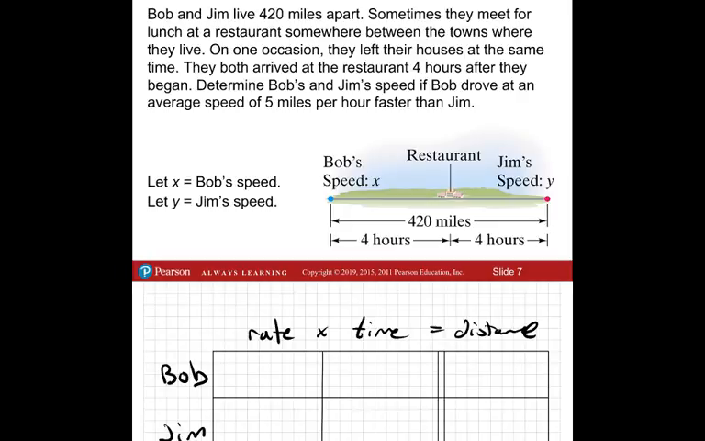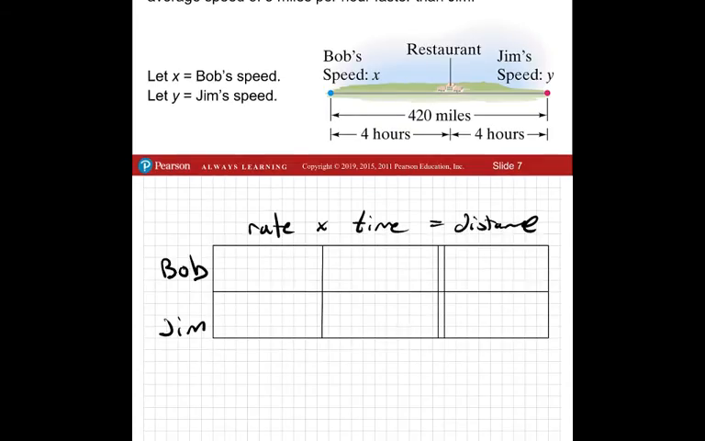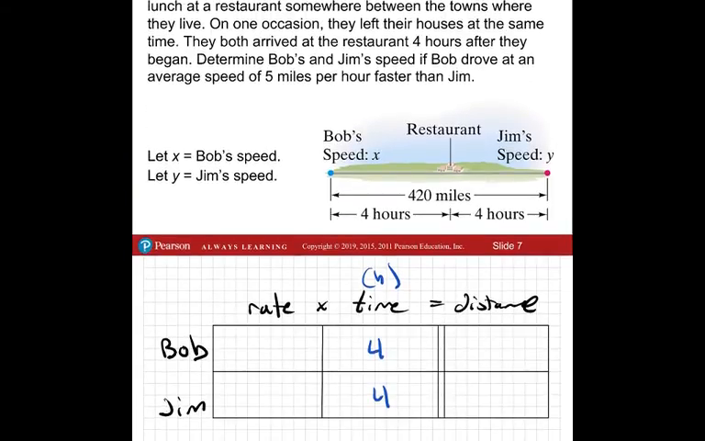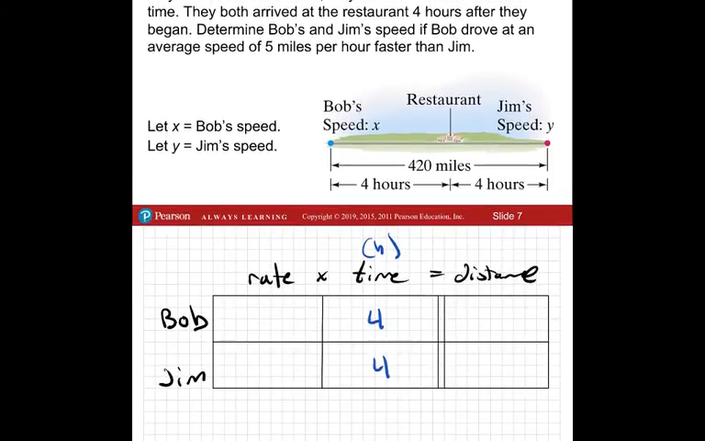Okay, so on this occasion, both of their times were 4 hours. Let me use this color. So this is in hours. So both of their times is 4 hours for this one. It says determine Bob and Jim's speed if Bob drove an average speed of 5 miles per hour faster than Jim.